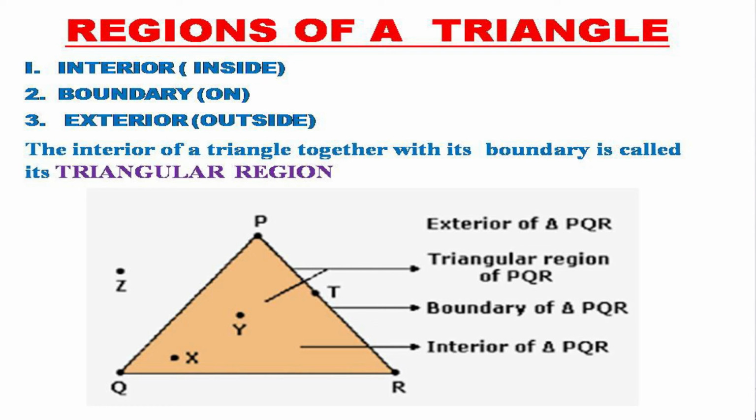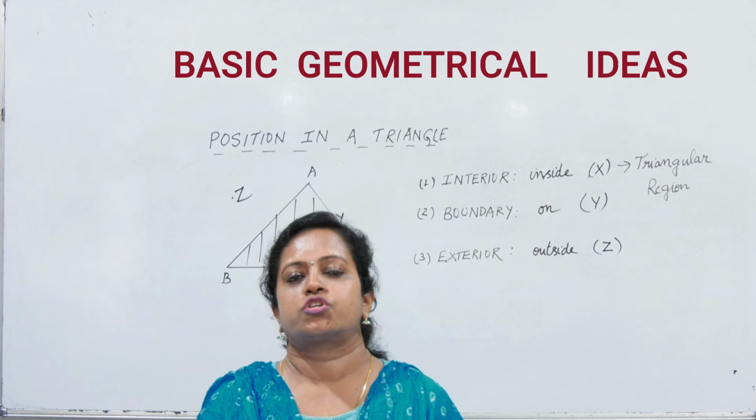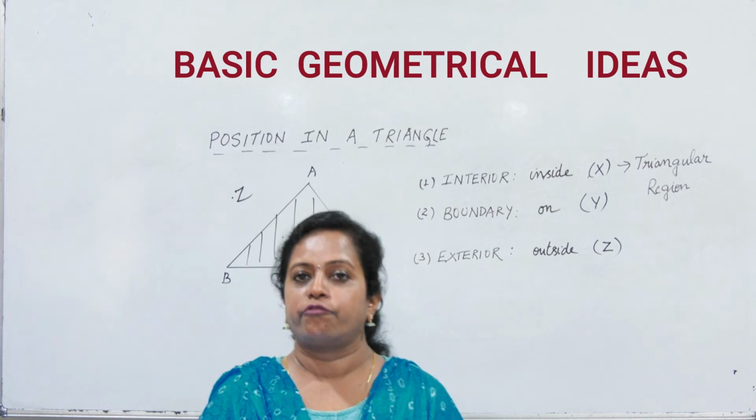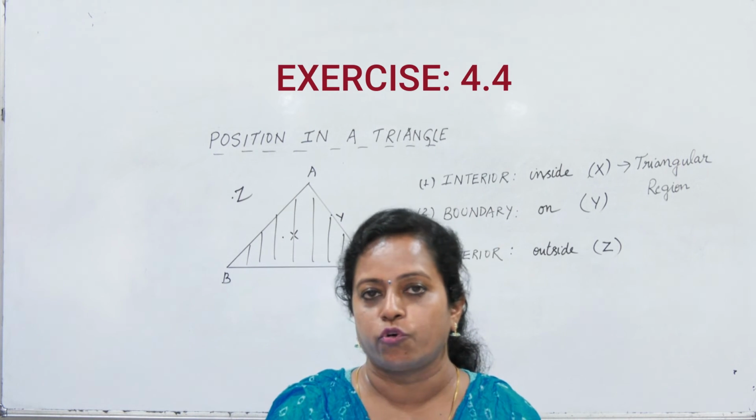The name of the triangle is triangle PQR, and you can locate the point which is in the interior of the triangle. Points X and Y are in the interior of the triangle. Point T is on the triangle or on the boundary of the triangle, and point Z is in the exterior of the triangle. So children, today we learnt about triangles. So now we can solve the fourth exercise, that is exercise 4.4.